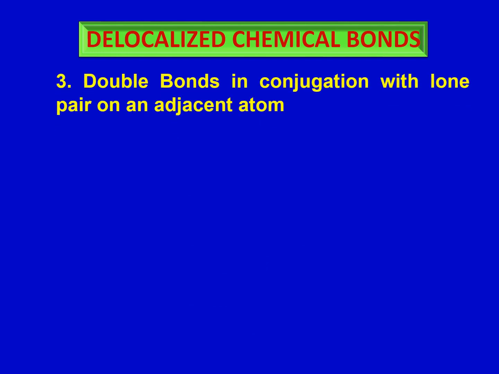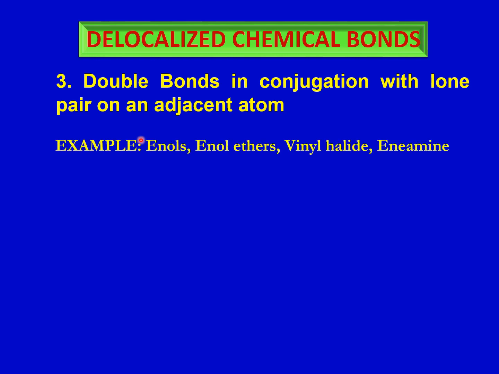The third example is a double bond in conjugation with the lone pair on an adjacent atom. So lone pairs are usually found on heteroatoms like oxygen, nitrogen and halogens. So we can have such type of delocalization in case of enols, enol ethers, vinyl halides or enamines. So let's see how it would look.